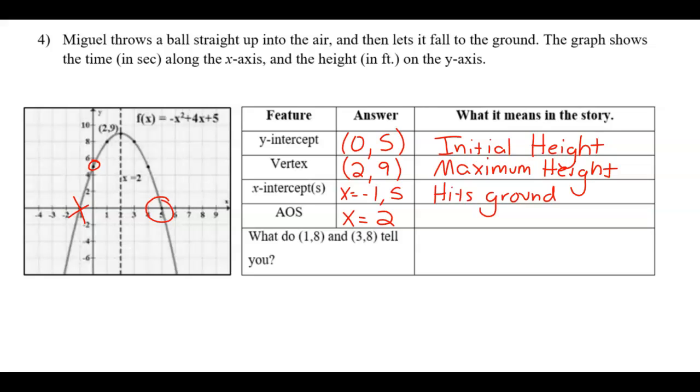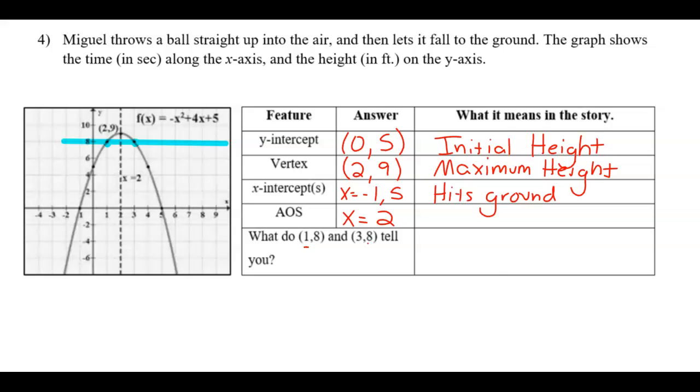Okay. Now, the last thing, what do these points mean? The (1, 8) and the (3, 8). Here's the (1, 8). Here's the (3, 8). What does that tell me? At 1 second, the ball is 8 feet high. At 3 seconds, the ball is also 8 feet high. So how many times was the ball 8 feet high? Twice. On the way up and on the way down. So I might ask you on a test, at what times was the ball 8 feet high, and what would you say? 1 second and 3 seconds. Happens twice, up and down.